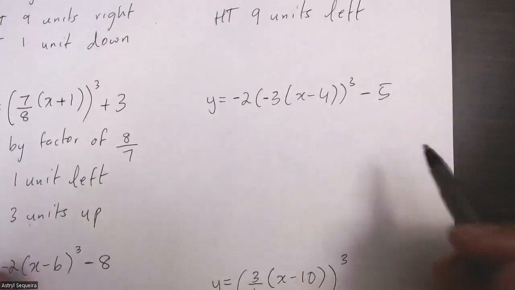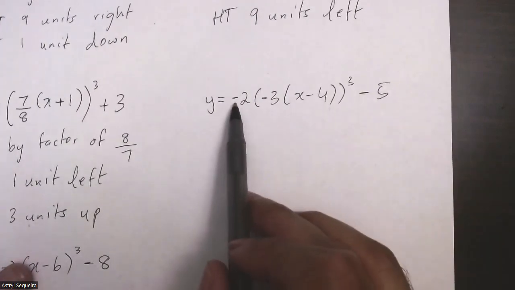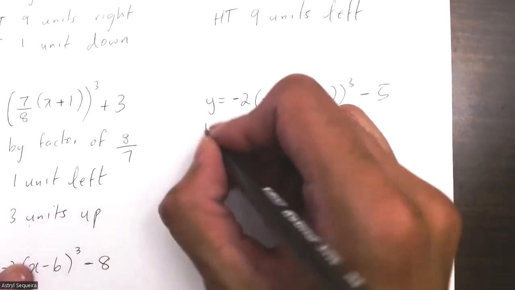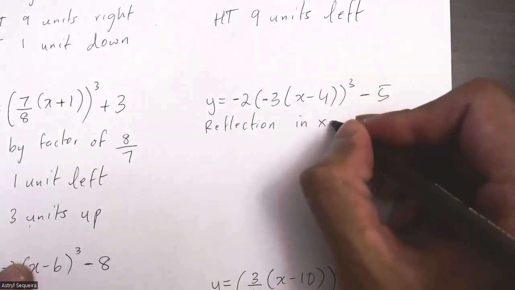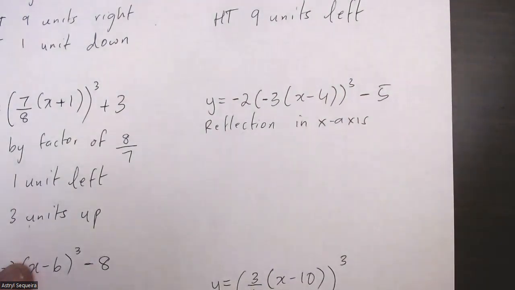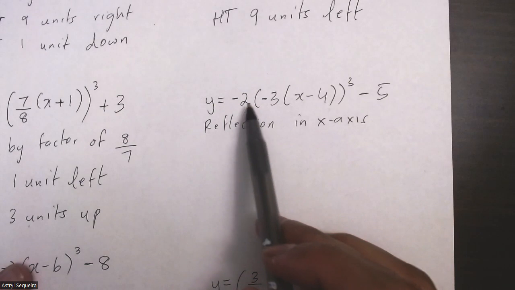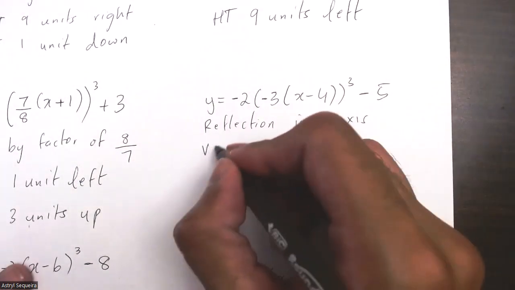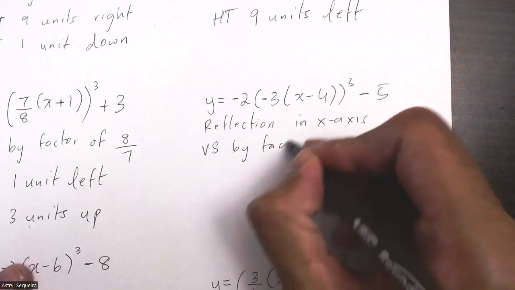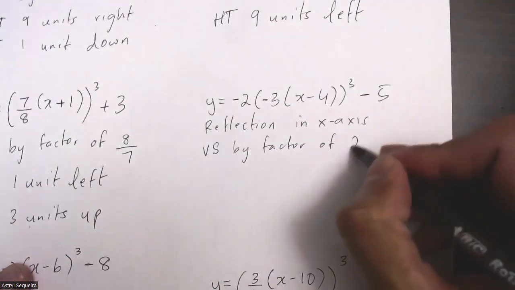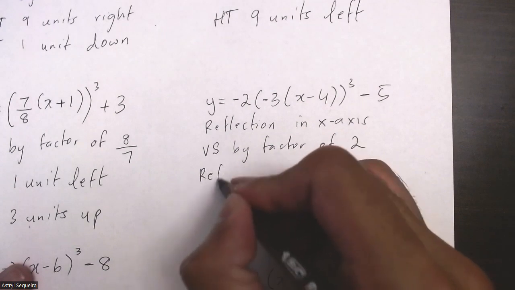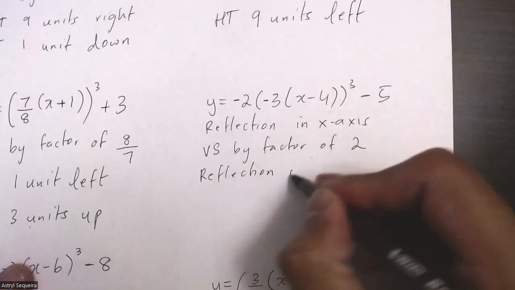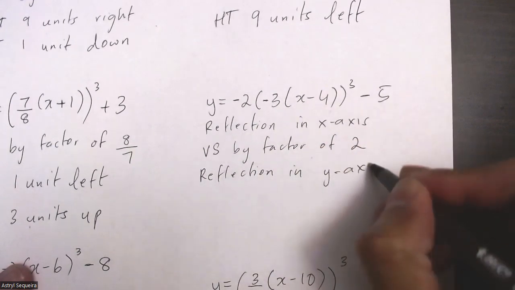My fifth one here looks like there's the most transformations in this one. Start all the way at the left. This is my A value. It's negative, which means there's a reflection in the x-axis. Then I have the 2 here. This is larger than 1, so this is a vertical stretch by a factor of 2. My k value is also negative, so there's a reflection in the y-axis.